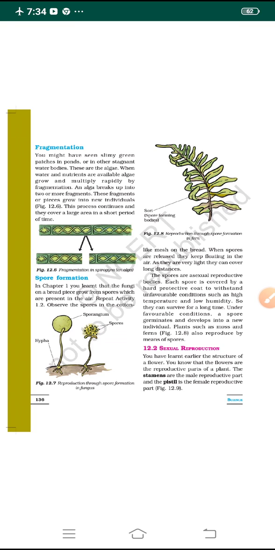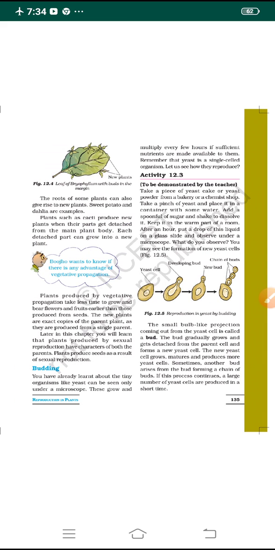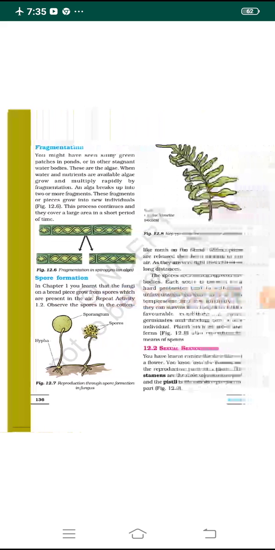Dear students, in the previous class, I was explaining the different kinds of reproduction by asexual method. Those are vegetative propagation, then budding in yeast, and then we discussed the fragmentation process in the case of algae. So these three types of asexual reproduction we have discussed in the previous class.